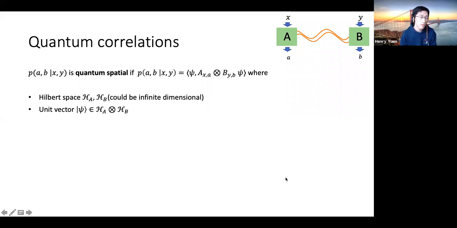Basically, for each box, we associate a Hilbert space, one for each box. These Hilbert spaces can be infinite dimensional. And there is some unit vector psi that lives in the tensor product of these two Hilbert spaces. And this unit vector psi describes the joint state of these two boxes.